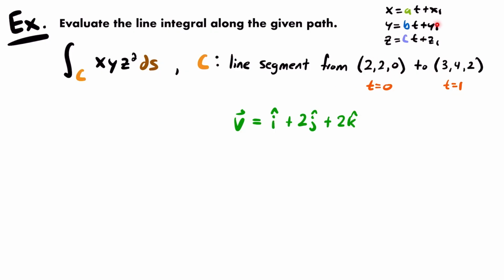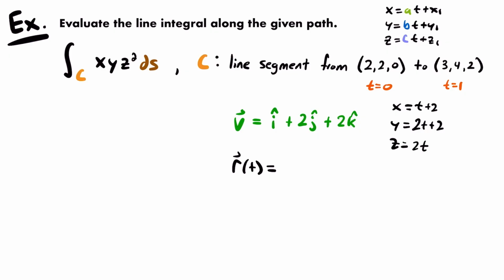All right, so then from that direction vector and the coordinates of the initial point, we can set up the parametric equations that will represent this line segment. We'll have x is equal to a, which is 1, times t, plus x1, which is 2. So you have t plus 2. Then y will be equal to b, which is 2, times t, plus y1, which is 2. So you'll have 2t plus 2. And then you'll have z is equal to c, which is 2, times t plus z1, which is 0, so you'll just have 2t.